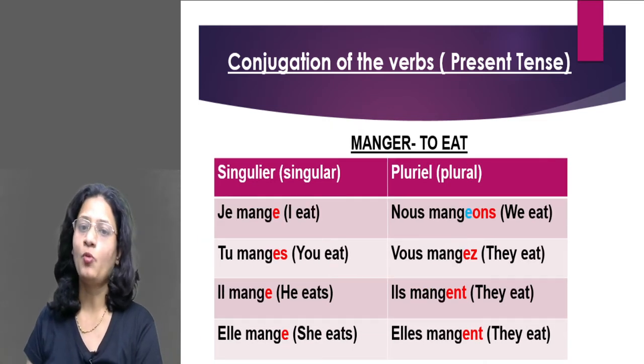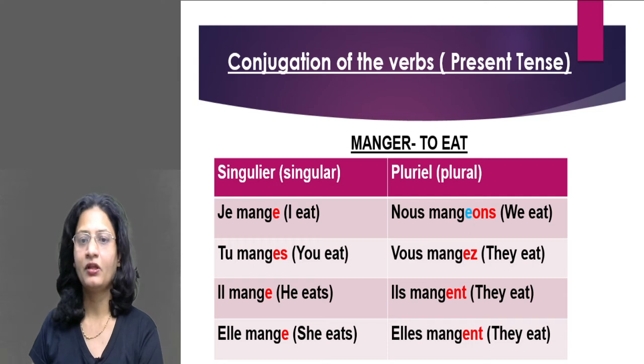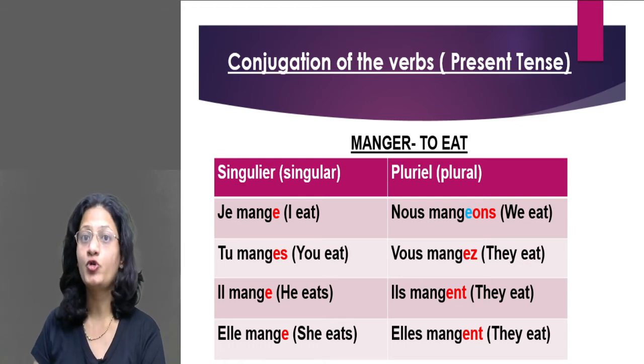Manger. In this verb, only for nous, subject pronoun nous, we have an e. Normally the conjugation is ons, but for manger we have e, mangeons. Okay. So the conjugation is je mange, tu manges, il mange, elle mange, and here nous mangeons.